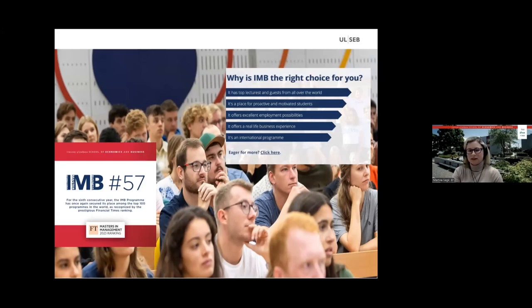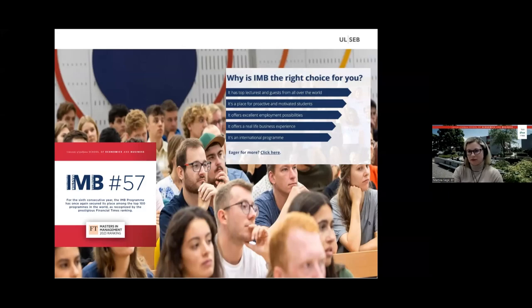A little bit more about our flagship of master programs, which is the IMB program. It actually means International Master in Business and Organization. This is the program that has been ranking on the Financial Times for a few years already. It's one of the top 100 best master in management programs. And you can also read here on the slide why it is a top program.